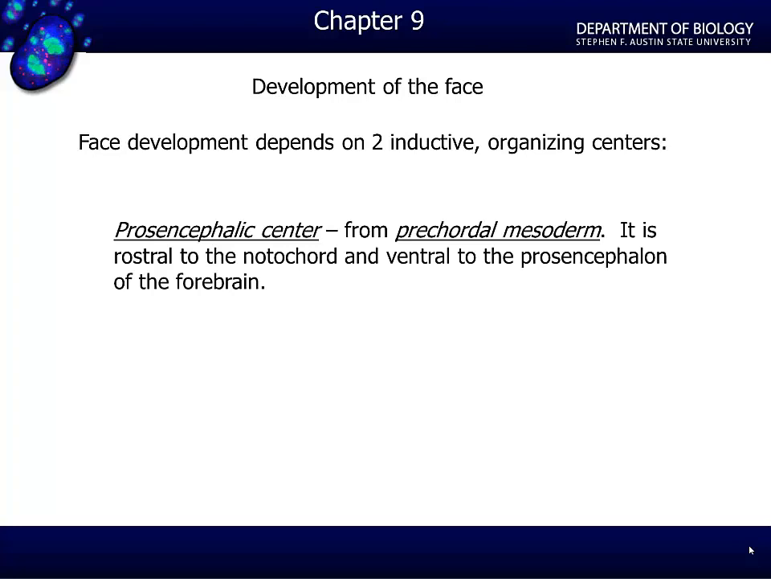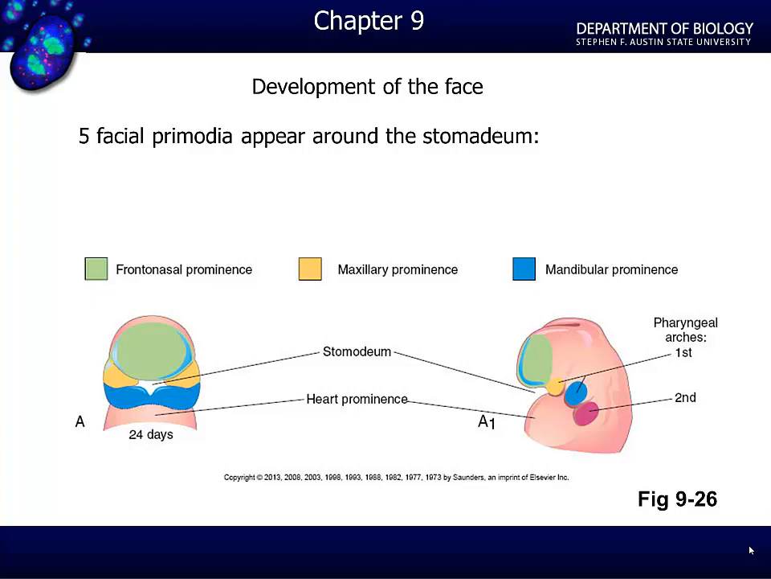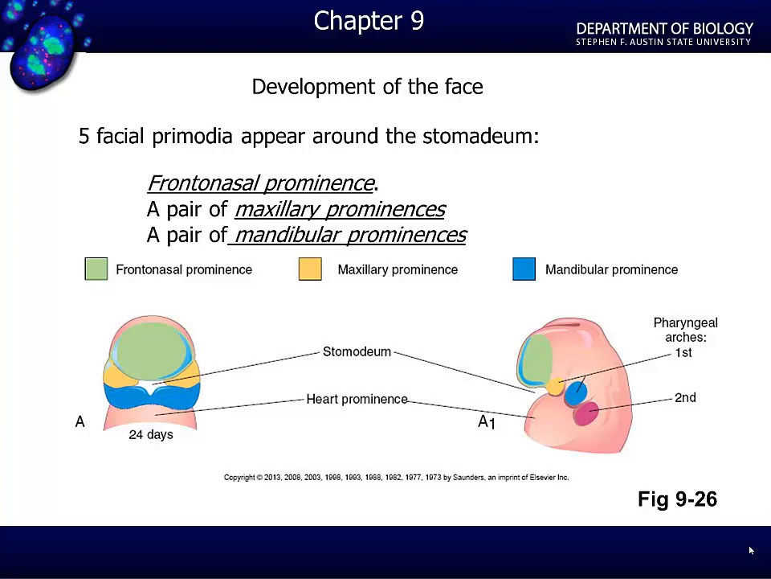These are inductive centers, and what we're going to see is that we have the prosencephalic center. Now, anytime we're talking about cephalic, we're talking about the brain. And in this case, we're talking about rostral to the notochord and ventral to the prosencephalon. The prosencephalon is a portion of the forebrain. We also have the rhomencephalic center, and this is going to be ventral to the rhomencephalon, which is the hindbrain. So these organizing centers, the prosencephalic and the rhomencephalic center, are going to induce our 5 facial primordia to form in the right place at the right time.